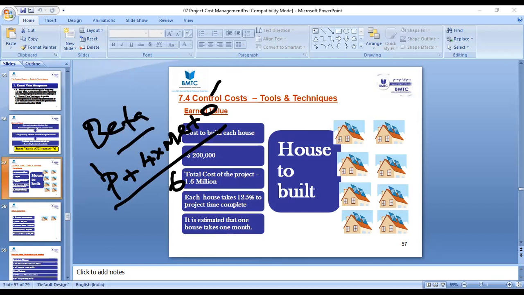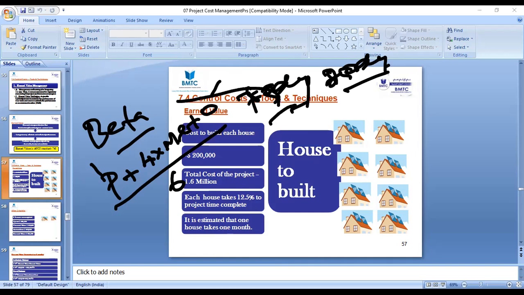Like with triangular, you will be getting 80 days, but once you use the beta, you'll be getting 75 days. So 80 days for the design work is the simple average, and 75 days will be the weighted average. So the weighted average will be beta, right?